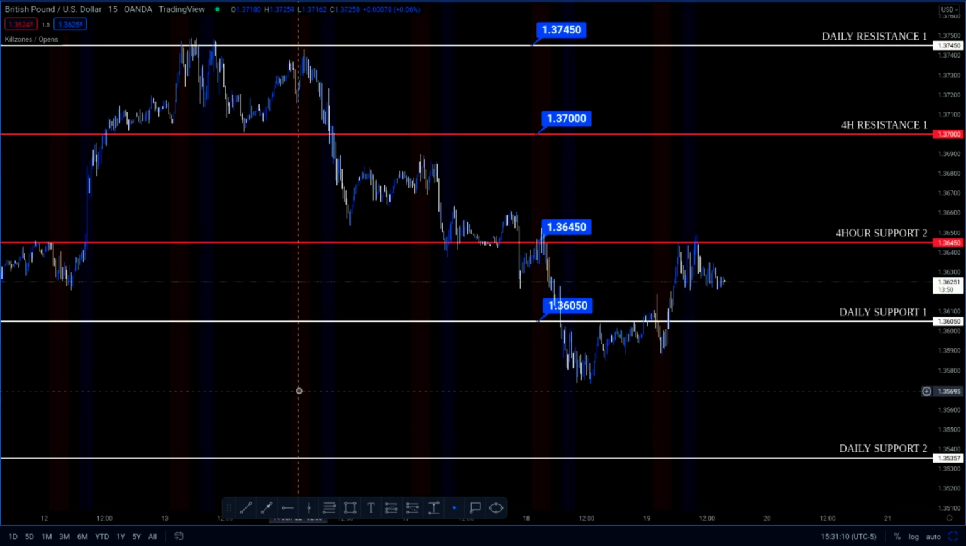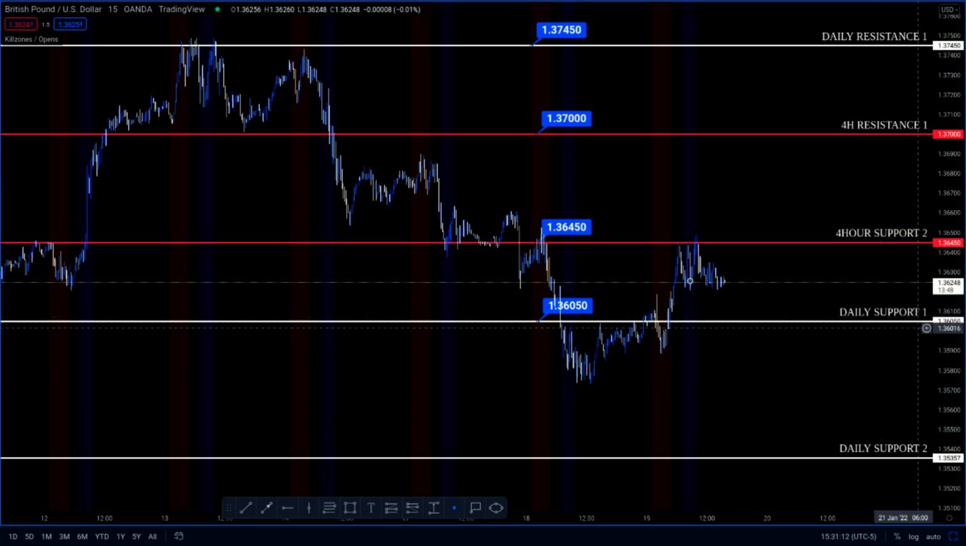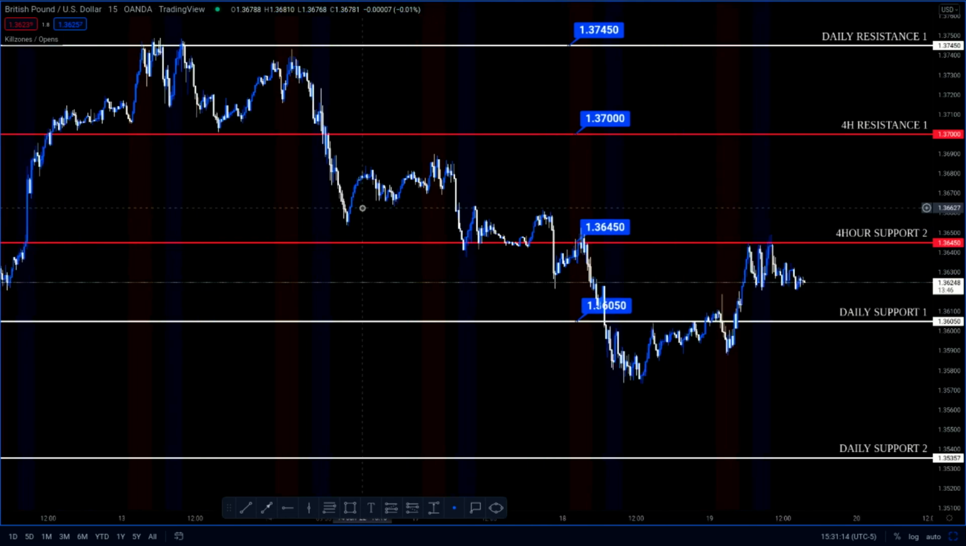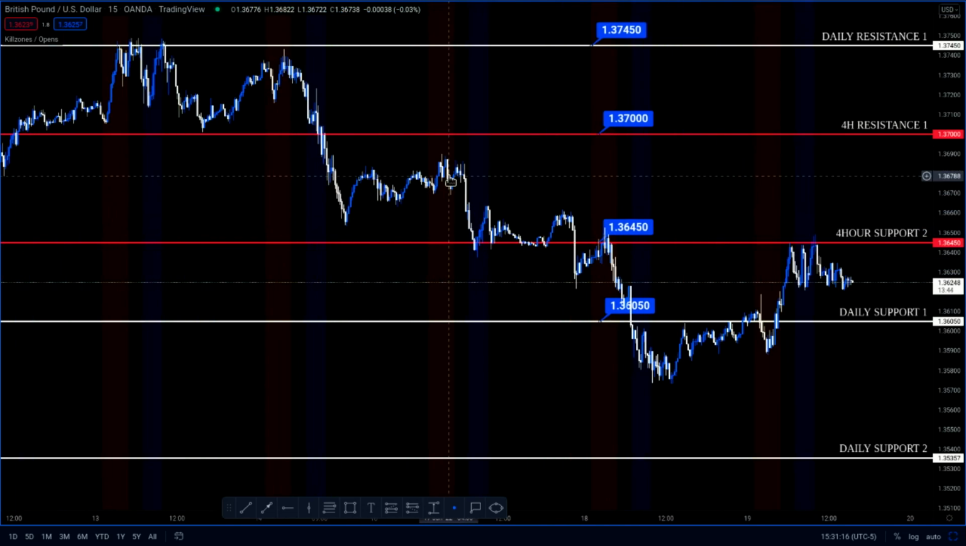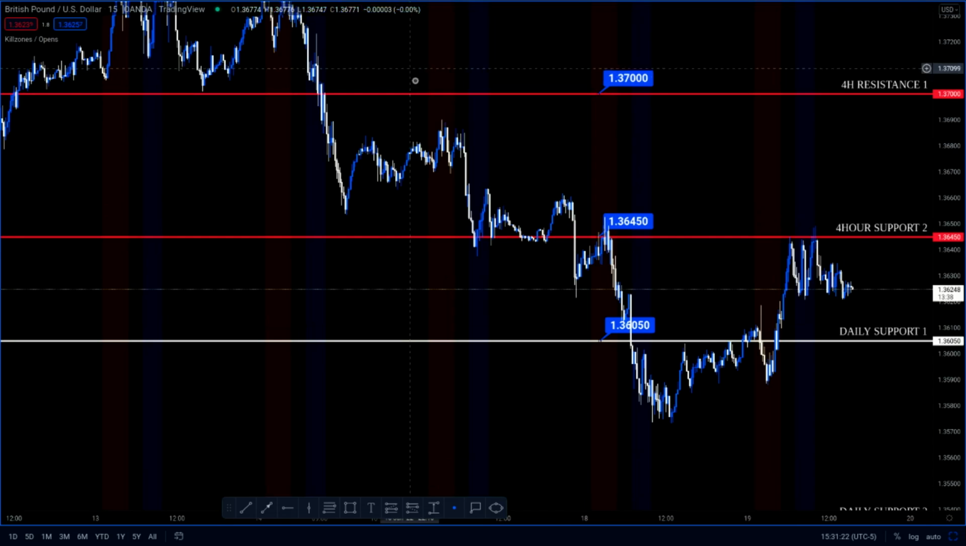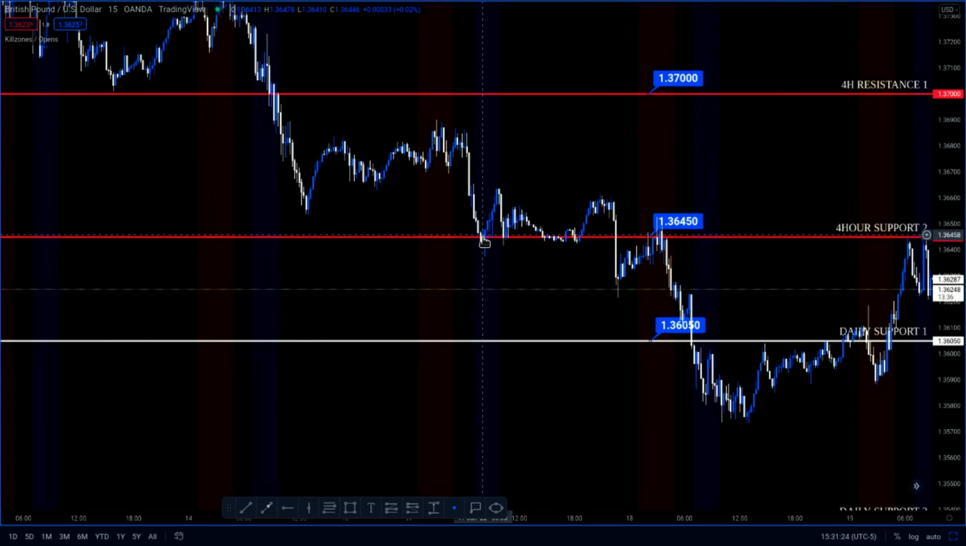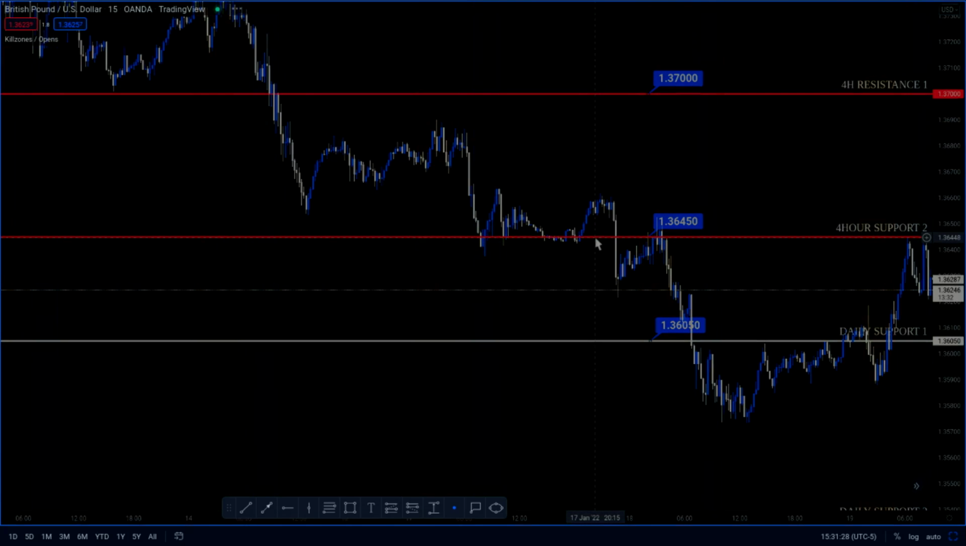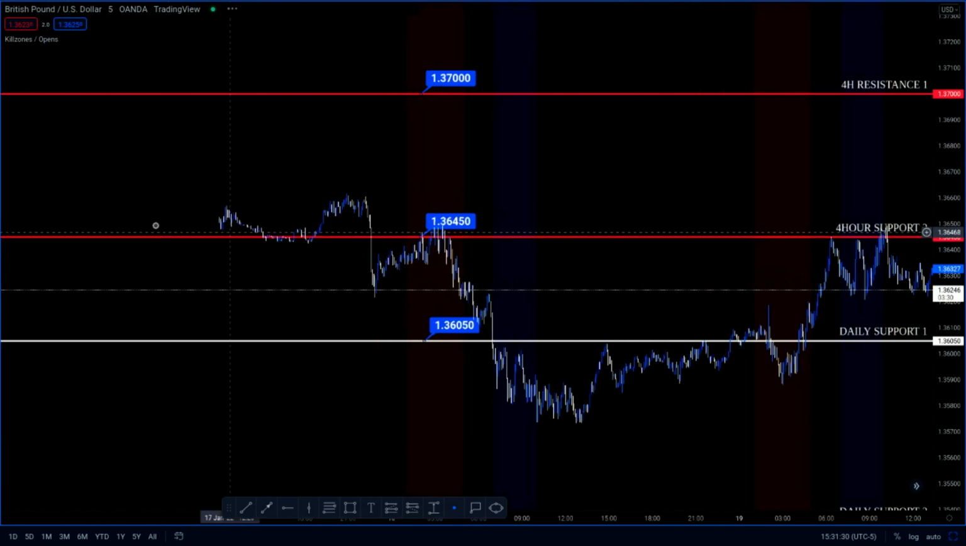Alright guys, looking at pound USD. So the market opened about here and it traded above. Since it has not touched any of the resistance on the premium side here, we traded down to a support level 2 on 4 hour. So let me show you on 5 minutes here.